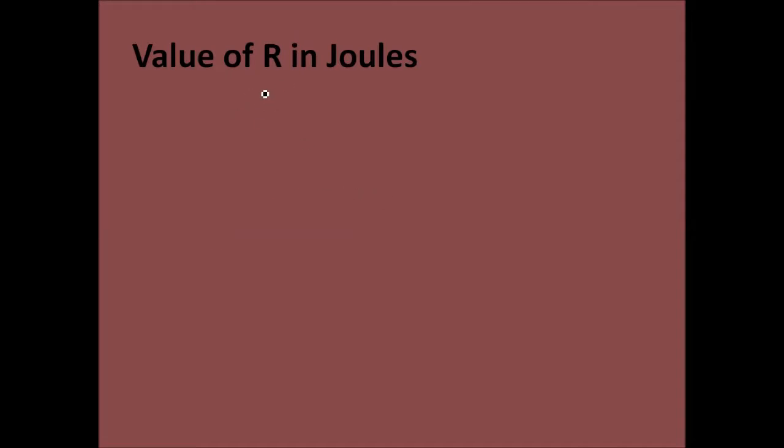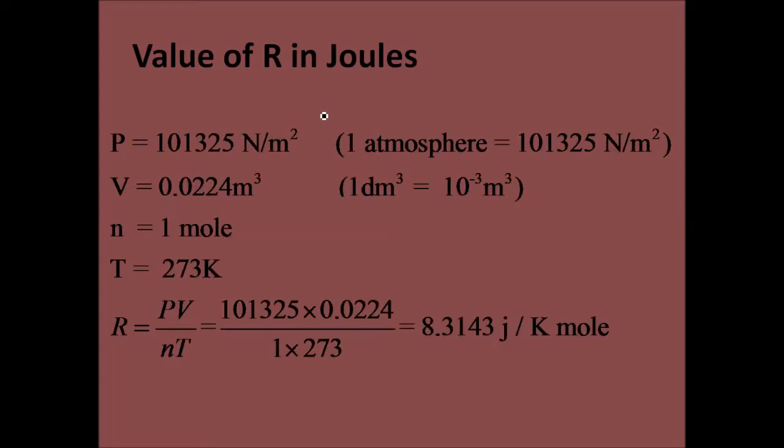So here are the values of R. This R is the general gas constant in joules. In joules, pressure has the unit Newton per meter square, meaning pressure equals force upon area, and 1 atmosphere equals this value. There are too many units of pressure. Sometimes we have Pascal, atmosphere, torr, and Newton over meter square. The volume of 1 dm cube equals 10 power minus 3 meter cube, and the molar volume equals 0.0224 meter cube. This volume is derived from Avogadro's law.